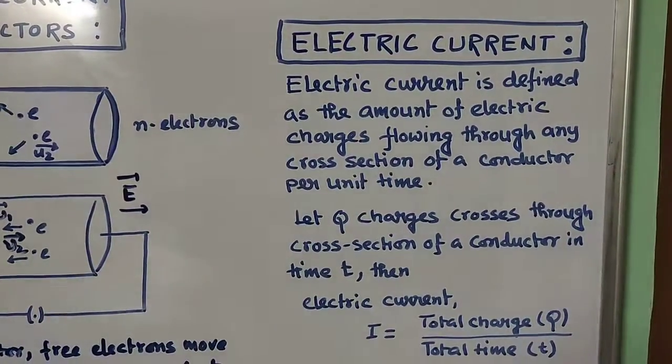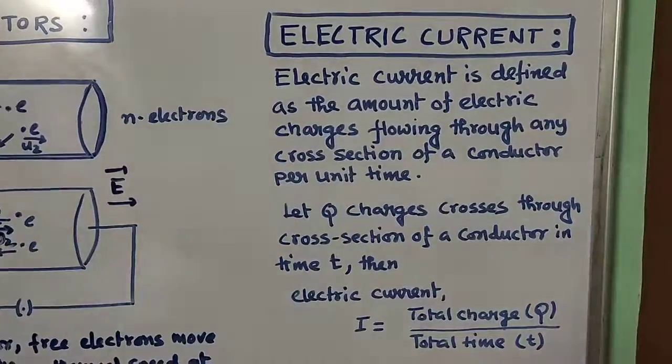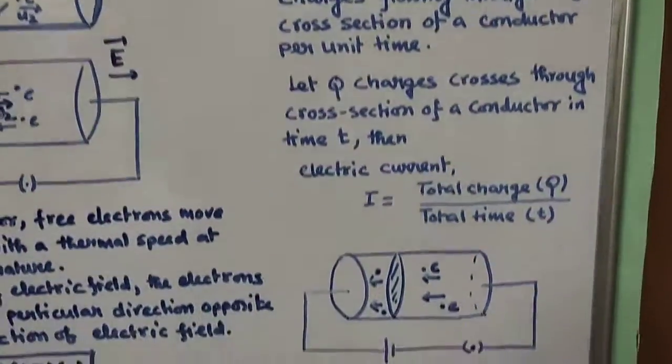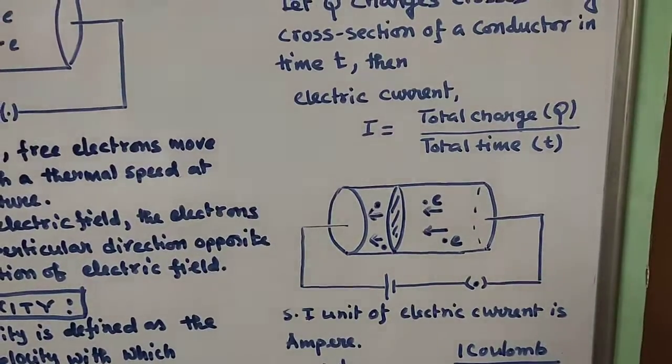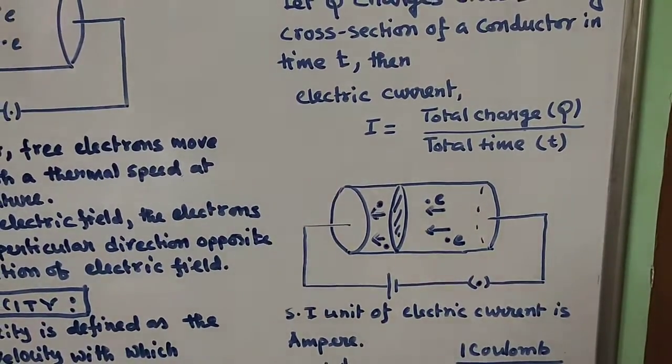Let me read out. Electric current is defined as the amount of electric charge flowing through any cross section of a conductor per unit time. So if we consider this diagram, you see this is a conductor and a source is connected across the conductor with a key.